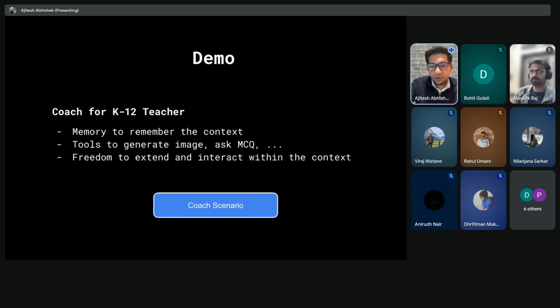So let me do a demo of an agent that has a memory it can keep across sessions of what has happened. It can make certain tool calls to visually generate an image or ask an MCQ question. And it has the freedom to extrapolate, among other things. And then we'll look at the prompt that has been used to construct it.